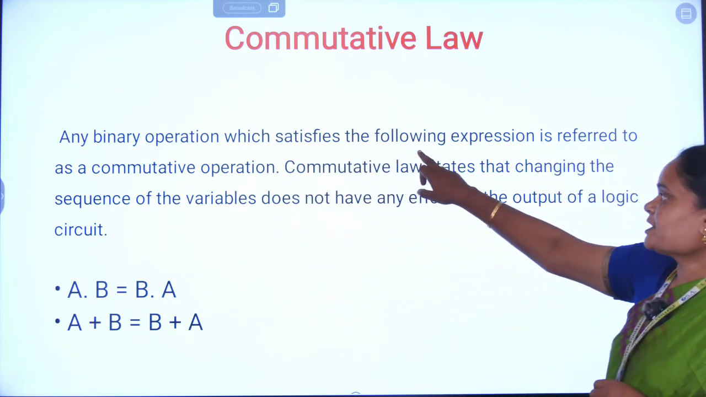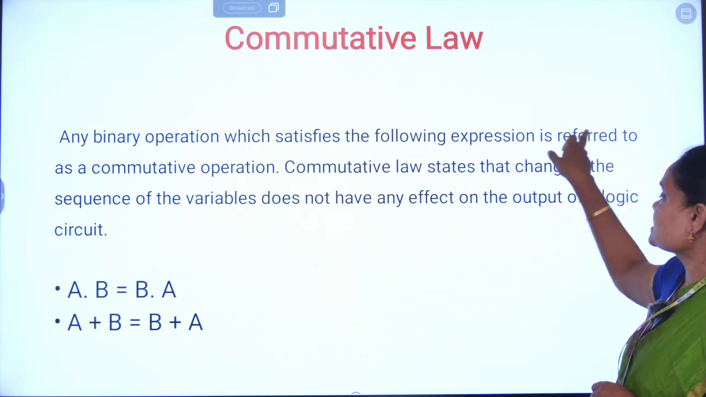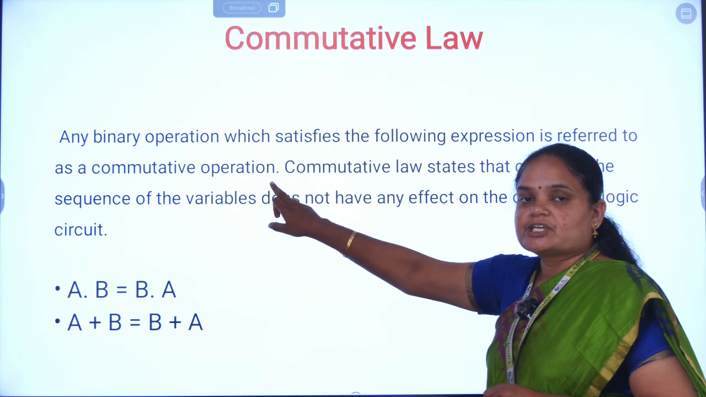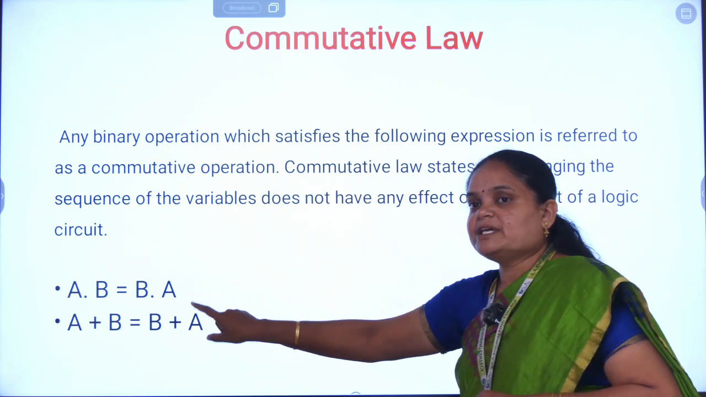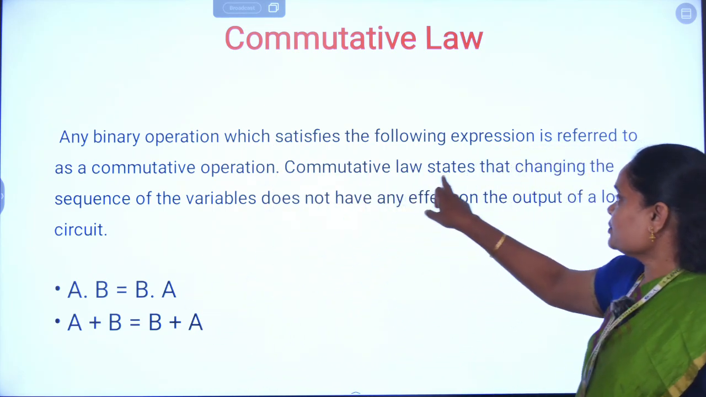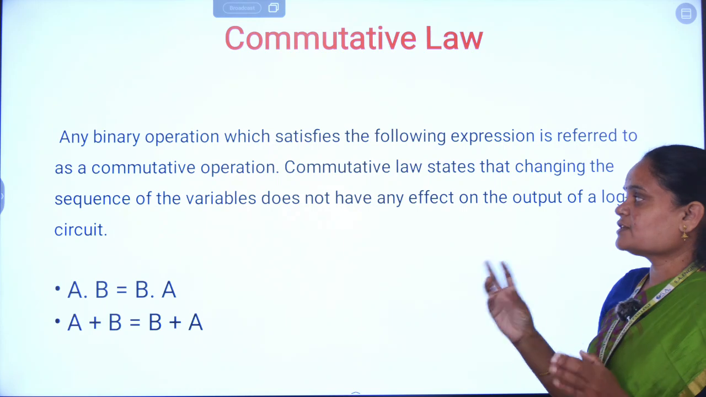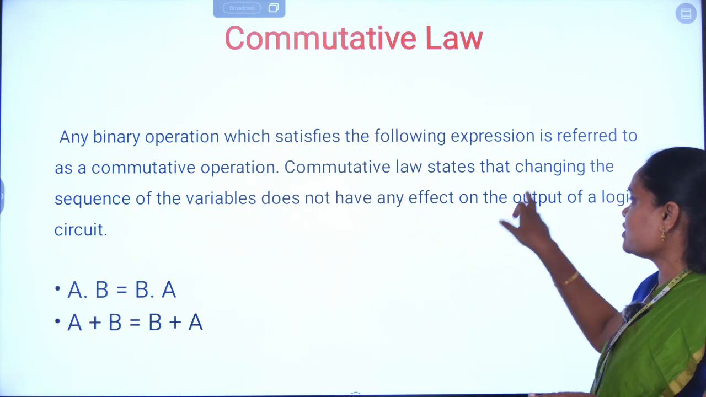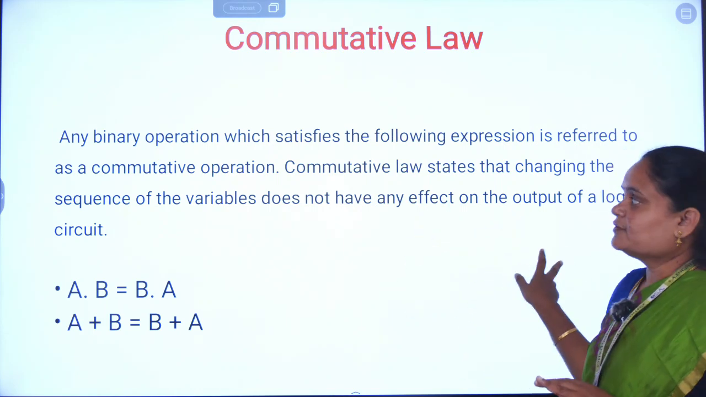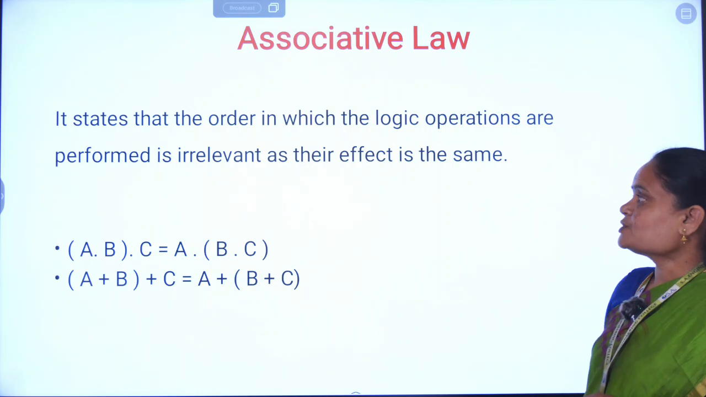Any binary operation which satisfies the following expression is referred to as a commutative operation. The following expression is A dot B is equal to B dot A. Commutative law states that changing the sequence of the variables does not have any effect on the output. That is the commutative law. Next one is the associative law.